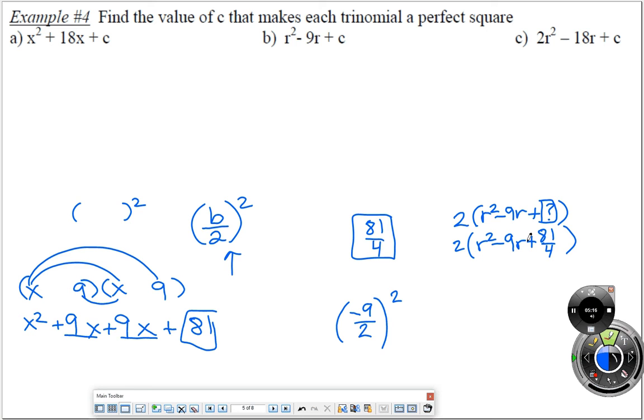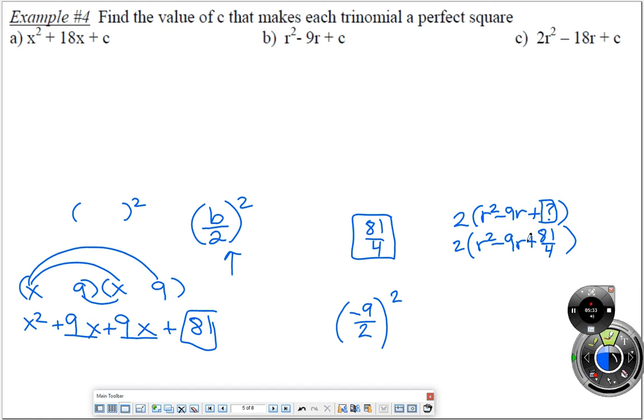No, because we square it. So even though the middle term is negative, when you complete the square, the last one will always be positive. Because remember, you're trying to make it so it factors as two of the exact same things, which means they're either both negative or both positive. Each time multiplying those would give you a positive constant.